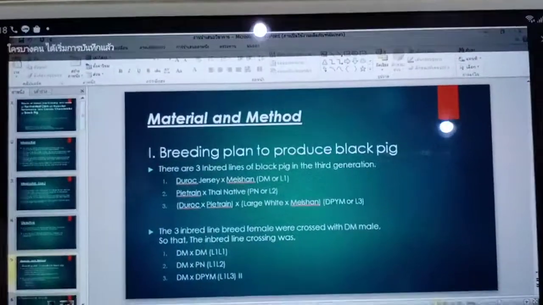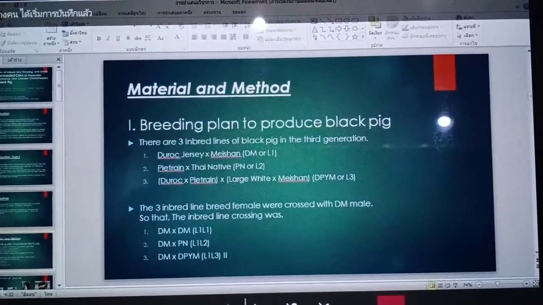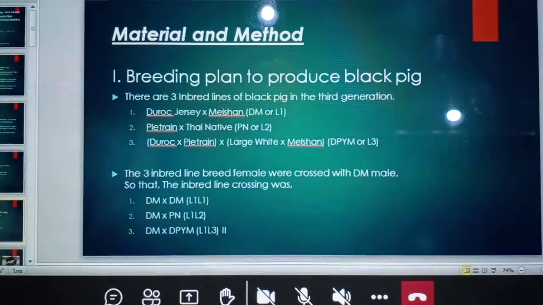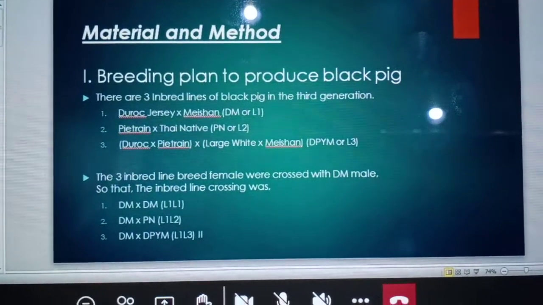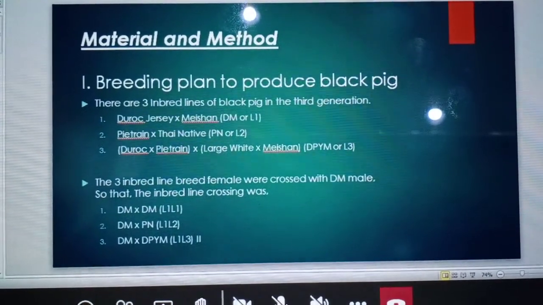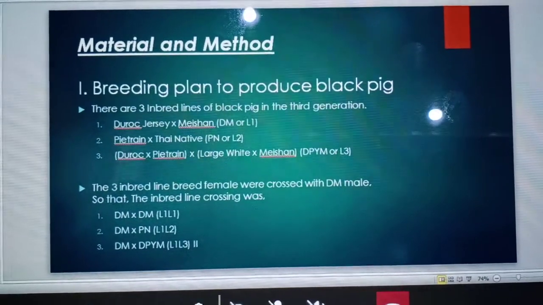In the next slide, materials and methods. Breeding plan to produce black pig. There are three input lines of black pig: the first is Duroc DM, or L1. The second is a pair of native Thai pigs, we call PN, or L2. And the third is Duroc pair Large White Moisan, we call DPYM, or L3.